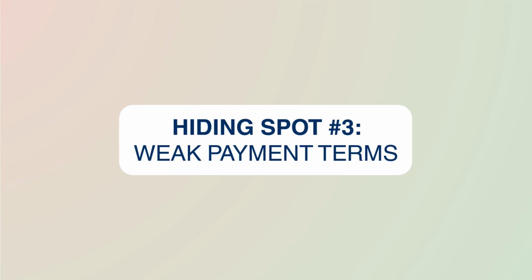Number 3, weak payment terms. If you're paying your supplier in 15 days when you could be paying in 30, that's 15 days of DPO you're leaving on the table. Free float, gone. And a lot of founders never even ask. They just pay whatever the invoice says because they don't realize terms are a conversation, not a decree.